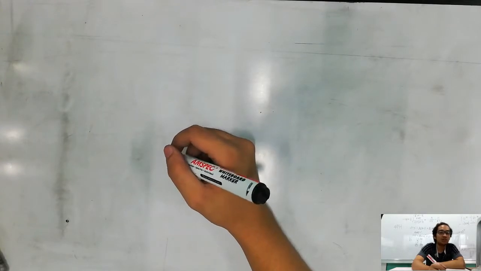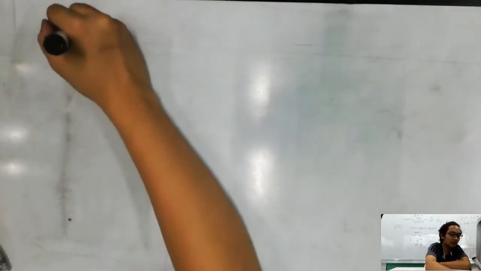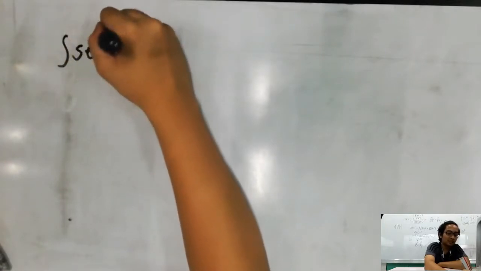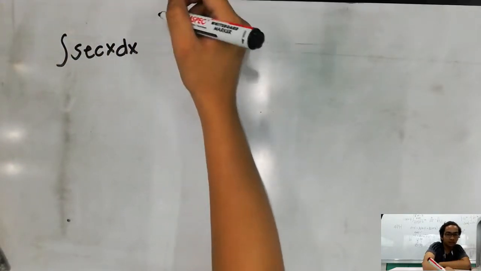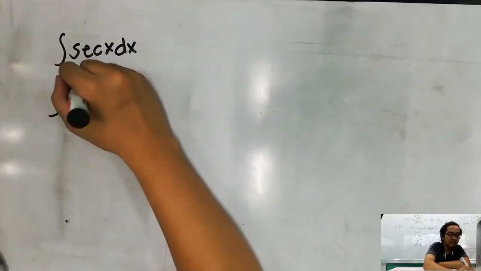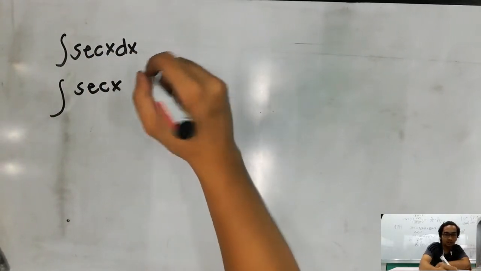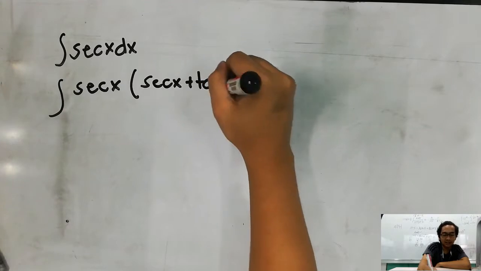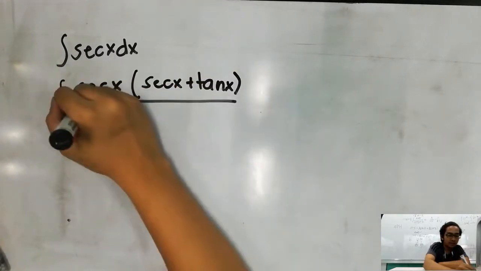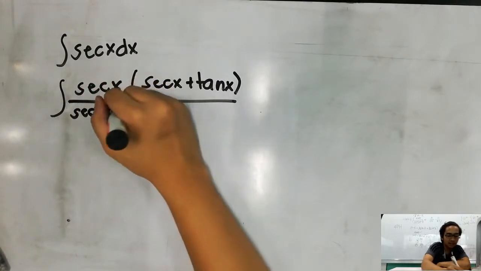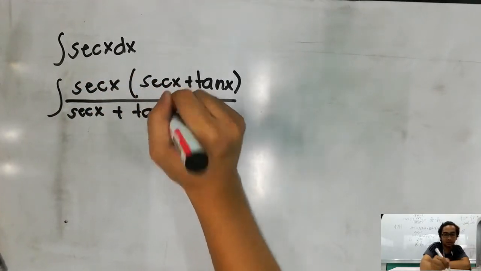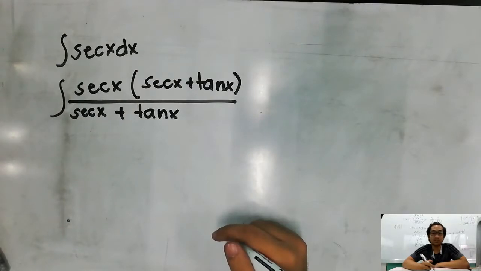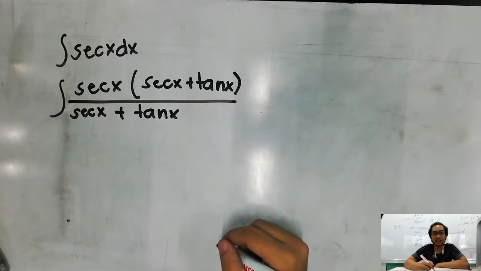Now let's try to solve this one. Solve for the integral of secant x dx. First, let us multiply secant x by secant x plus tangent x over secant x plus tangent x. Basically, there is no difference, since secant x plus tangent x over secant x plus tangent x is equal to 1.